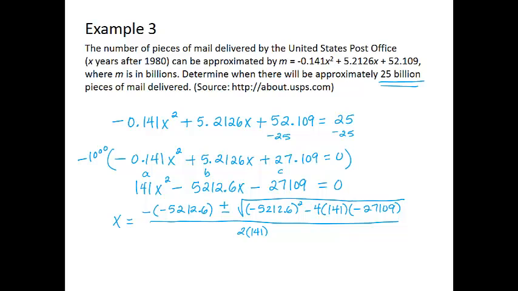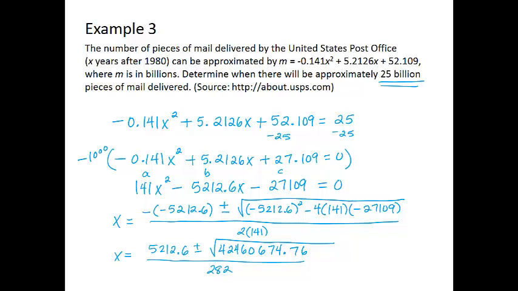And at this point, we can substitute into the calculator, and we'll get the opposite of negative 5212.6, which is positive 5212.6, plus or minus the square root. And if you simplify that expression inside, you're going to get this really horrible number, 424,606,74.76. And that's all divided by 282.